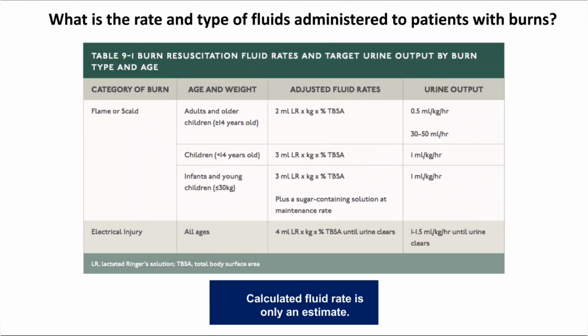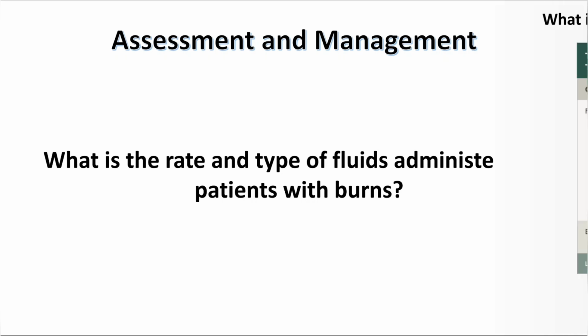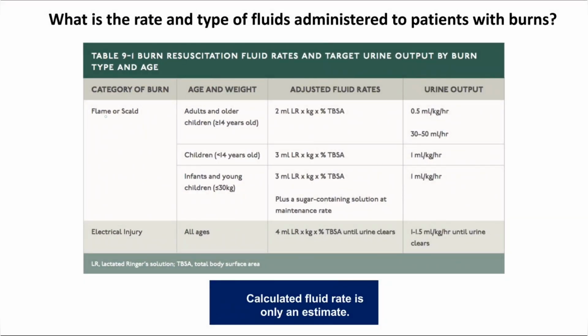It says that if there is flame or scald in adult patients, it should be 2 ml per kg per total body surface area of Ringer's lactate. Of course, you have to only include partial and full thickness burn. Do not include superficial burns. So 2 ml per kg per total, but this is called Parkland formula.